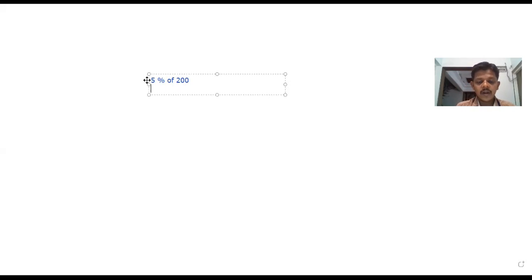5% of 200 is equal to, 5% means what? 5 upon 100, we know that. Of means multiply by 200. 100 ones are 100, 2s are 200. So that is 5 into 2. That is total 10 rupees. Total tax rate was 5%. So 5% of 200. You have to pay 5% on 200 rupees. 5% means how much? Rupees 10.